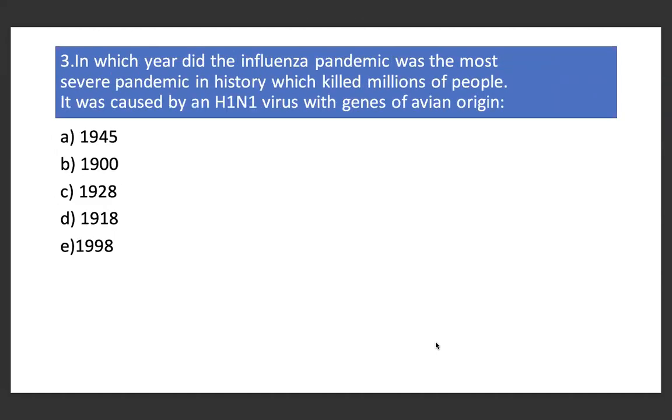Question number three. In which year was the influenza pandemic the most severe pandemic in history, which killed millions of people? It was caused by an H1N1 virus with genes of avian origin. Options are A is 1945, B is 1900, C is 1928, D is 1918, E is 1998. The correct answer is D, 1918.